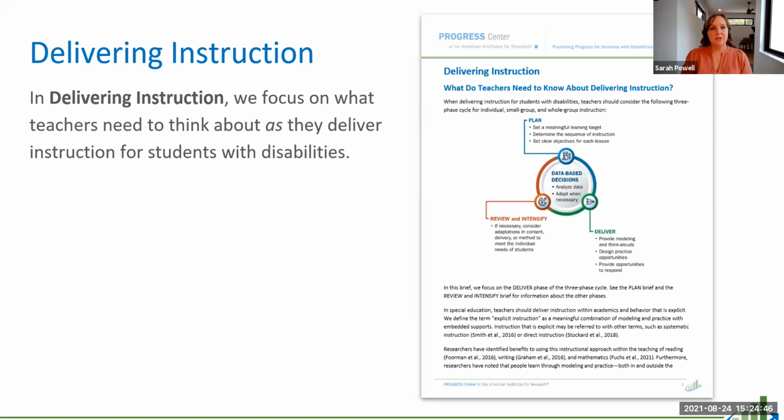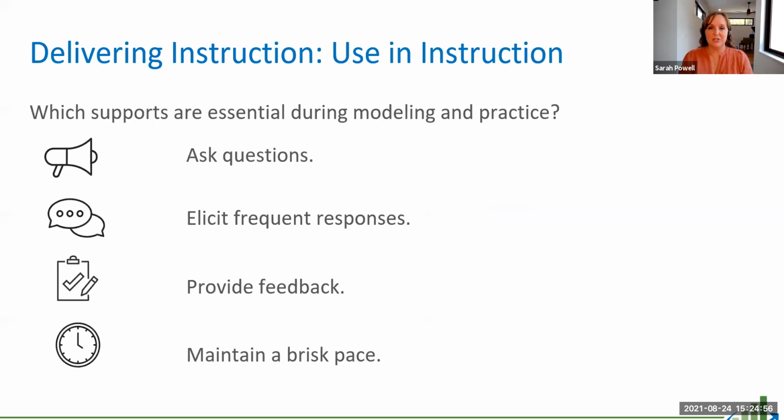So in the materials around delivering instruction, we really focus on what teachers need to think about as you're delivering the instruction for students with disabilities. So this follows the planning for instruction that Kary just talked about. Now, in this brief, we talk about using explicit instruction. So a thoughtful combination of modeling and practice. And one of the other things we talk about in this brief are those supports that are absolutely necessary to use during both modeling and practice.